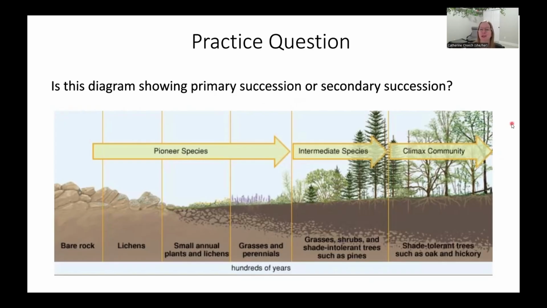This diagram is showing primary succession or secondary succession. It's primary because we're starting with bare rock.